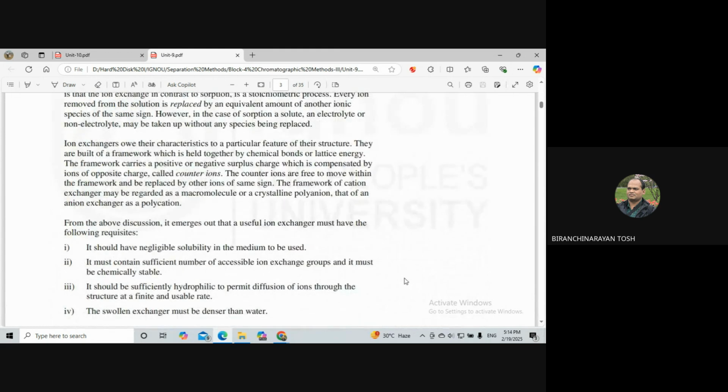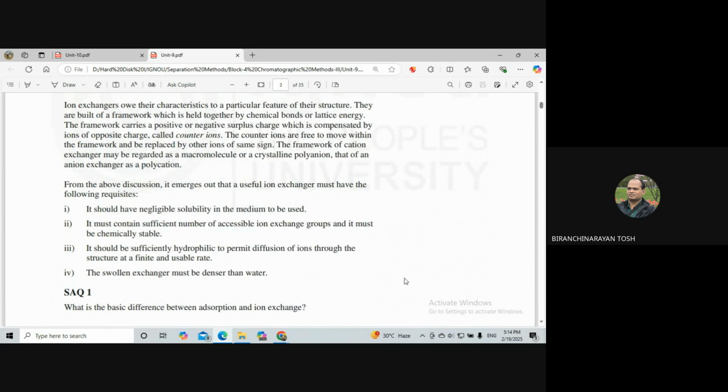Therefore, from the above discussion, it emerges that a useful ion exchanger must have the following requisites. It should have negligible solubility in the medium to be used. It must contain a sufficient number of accessible ion exchange groups, and it must be chemically stable. It should be sufficiently hydrophilic to permit diffusion of ions through the structure at a finite and usable rate. The swollen exchanger must be denser than water.